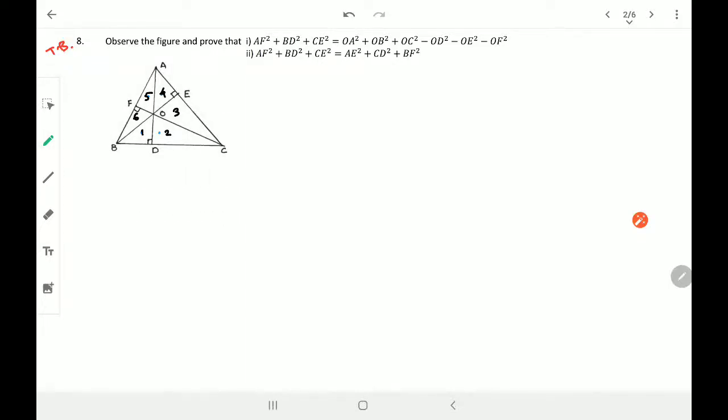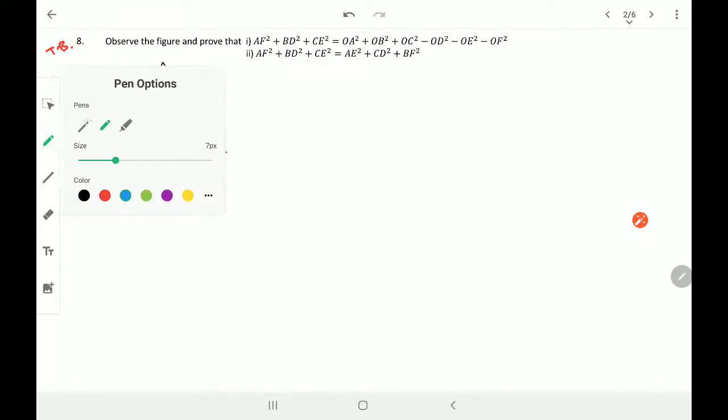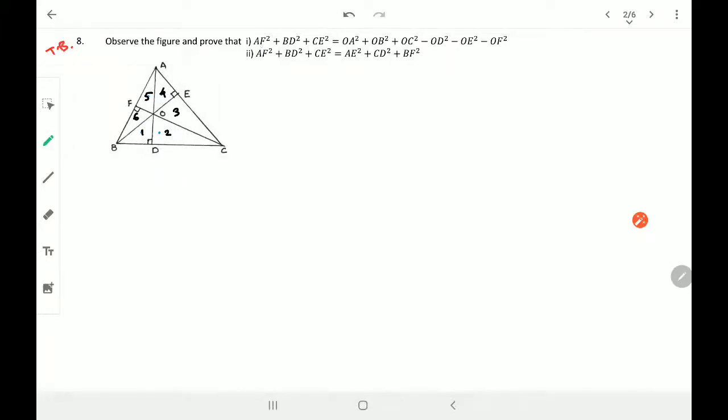So what I'm going to do, only the first thing I'm going to prove. It looks quite big, but don't worry, we will be making it easy. It's not that difficult as it seems to be. Fine, so let's start. AF square, BD square and CE square is equal to, all that I have to prove. So I'll take LHS. What is it? AF square plus BD square plus CE square. See, this becomes very simple if you take LHS and RHS.